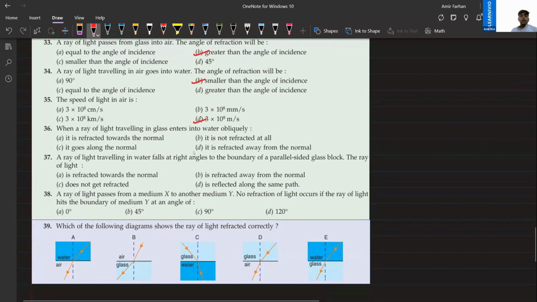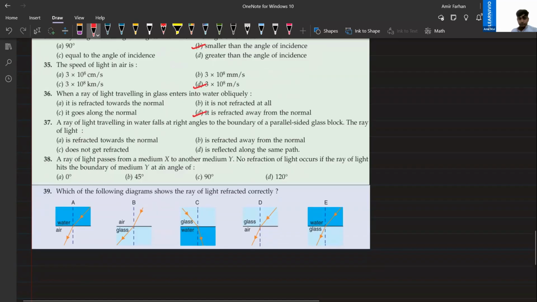Okay. Next is when a ray of light is traveling in glass and enters water obliquely. Glass is a solid, so it will be denser than water. So it will go denser to rarer. So it will refract away from the normal.